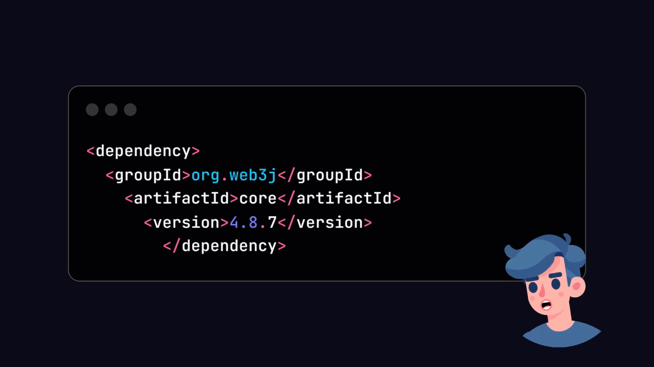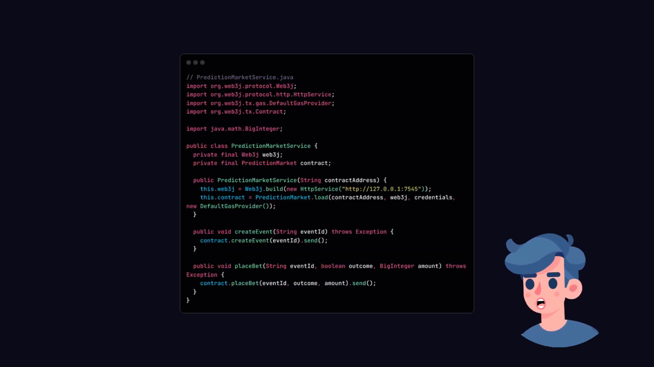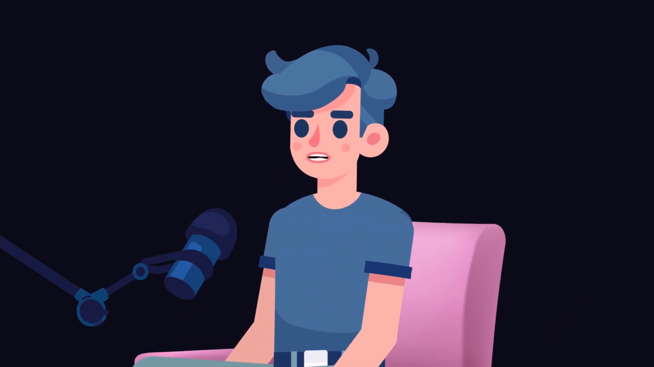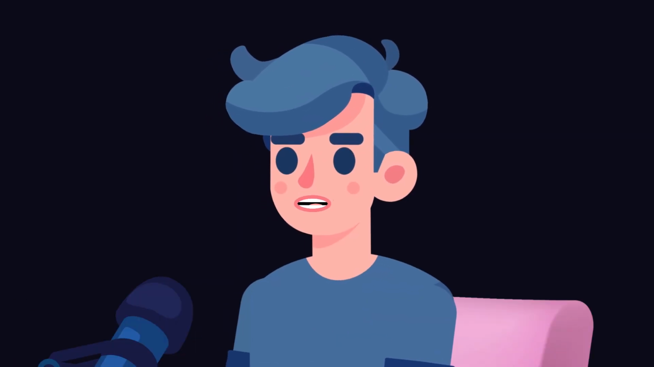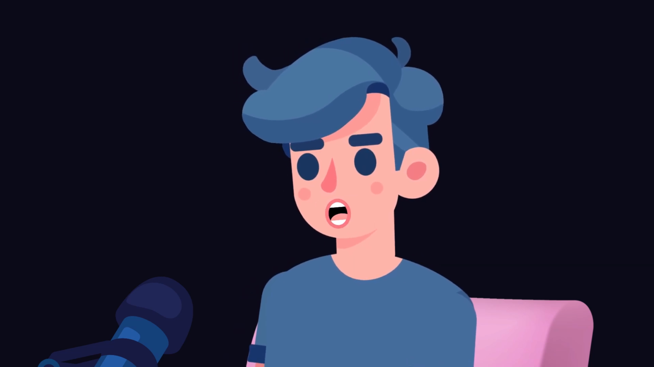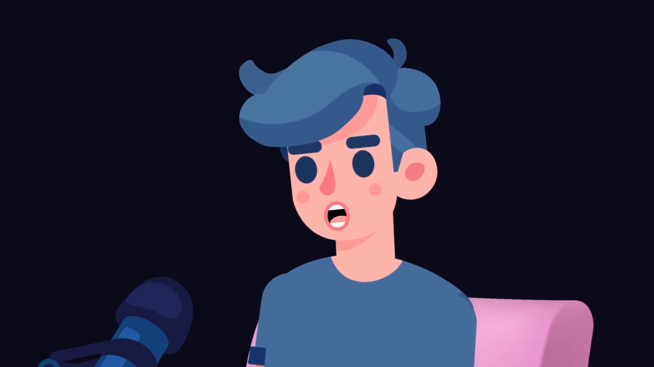Web3j is the Java library for integrating with Ethereum. Next, let's create a new Java class called PredictionMarketService. This class will handle interactions with our smart contract. In this class, we initialize a Web3j instance using the Ganache HTTP provider and load the prediction market smart contract. The createEvent and placeBet methods allow us to interact with our smart contract. Make sure to handle exceptions appropriately in your production code.